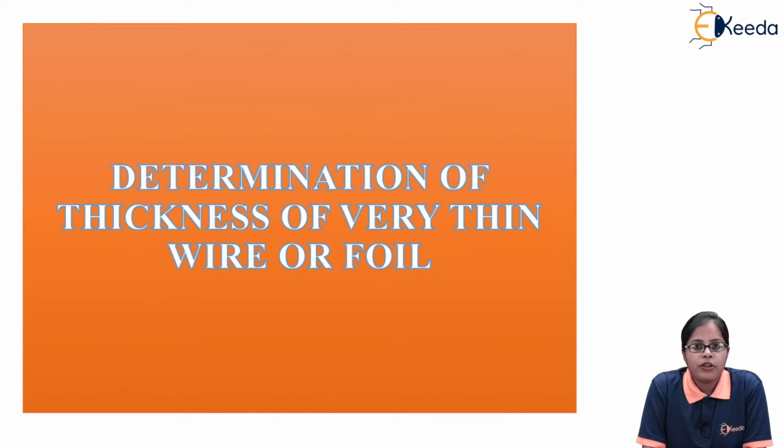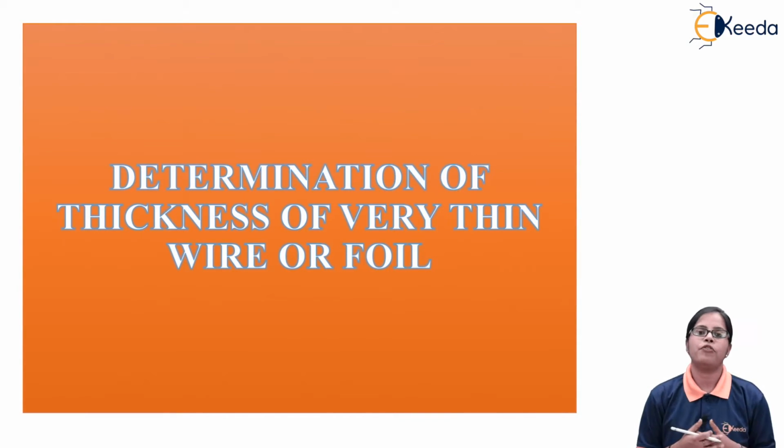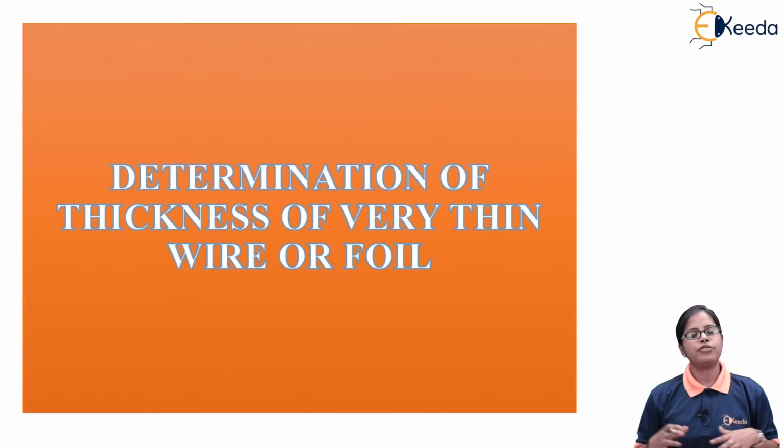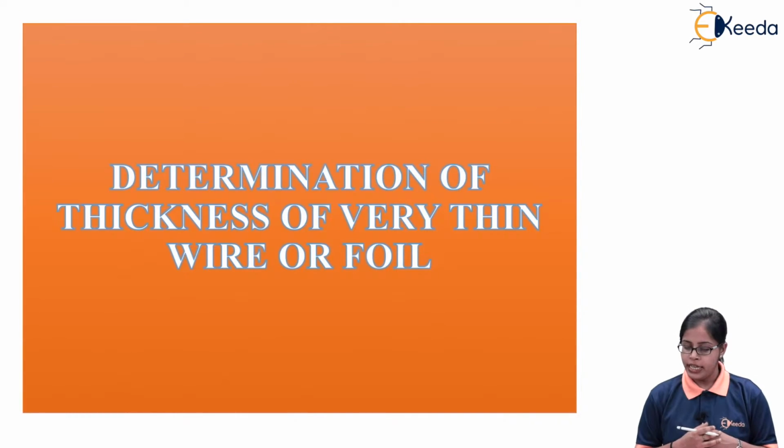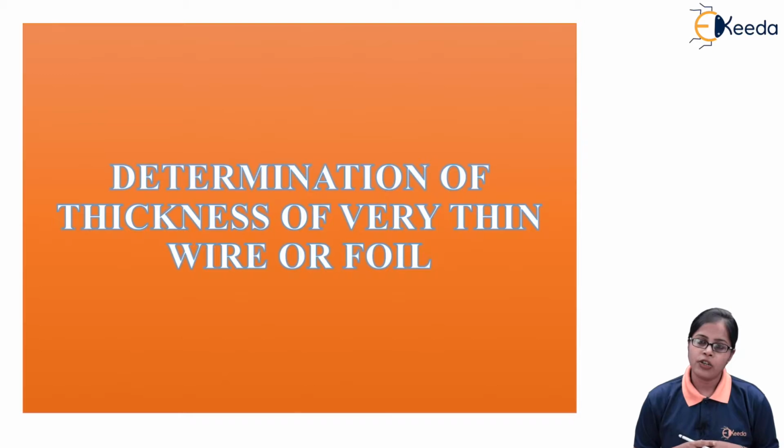So we are going to make an experimental arrangement of interference that is somewhat like a wedge-shaped film or somewhat like Newton's rings, and we are going to obtain the interference pattern. Using those conditions, we are going to get the thickness of very thin wire or foil. So this is the method of determining the thickness of very thin wire or foil.